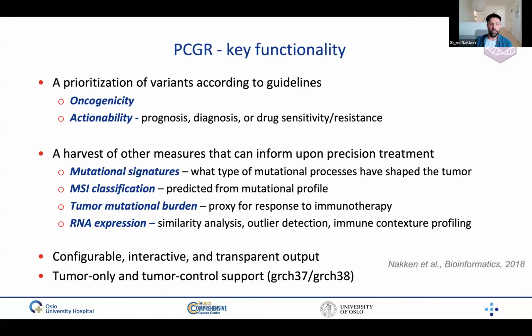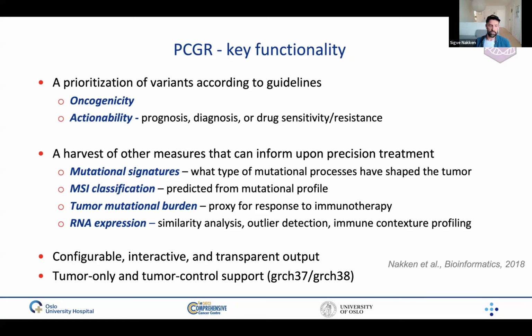So the key functionality of PCGR is to prioritize the variants we see in tumor according to guidelines or published recommendations. In the version we are trying to release now, we do this along two different axes. The first one is the oncogenicity, which was published with VICC in 2022. And then the second axis prioritizes the variants according to actionability, which is based on the ACMG and EMT guidelines.